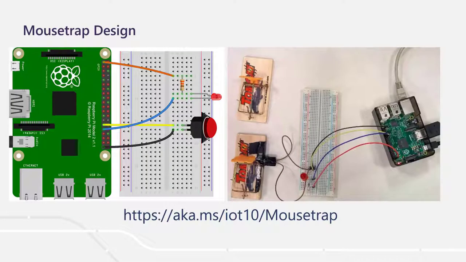So here is the Raspberry Pi mousetrap in all its glory. As you can see, the construct is simple. When the trap captures a mouse, it sets off a trigger, which sets off a bunch of tasks in motion. These tasks include the time of the trap being set off, the placement of the trap assigned by the mobile app, and the placement of the trap via GPS inside of a building. This project has been made available as an open source project and can be reviewed at aka.ms/IoT10/mousetrap.